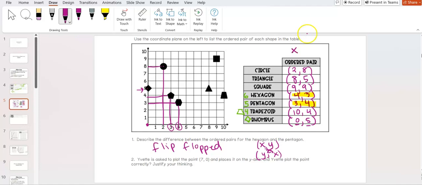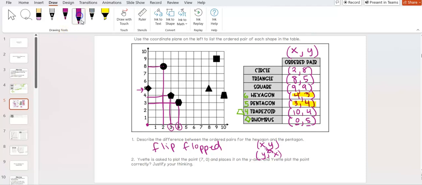X always comes first before y. There are lots of ways to remember this, but one of them is that X comes before Y in the alphabet. If you sing the alphabet, X comes first, so you always remember to go side to side first.